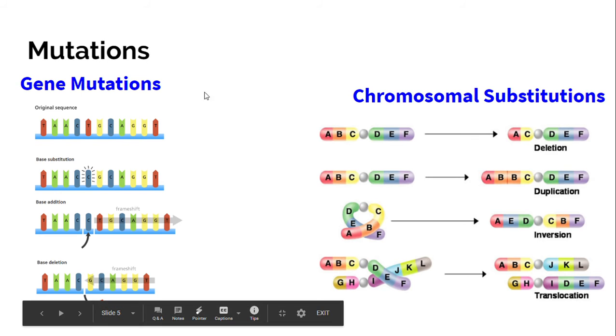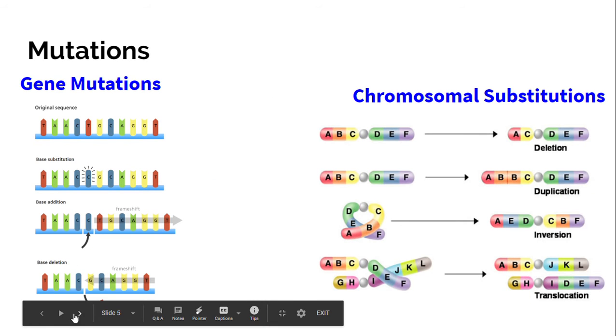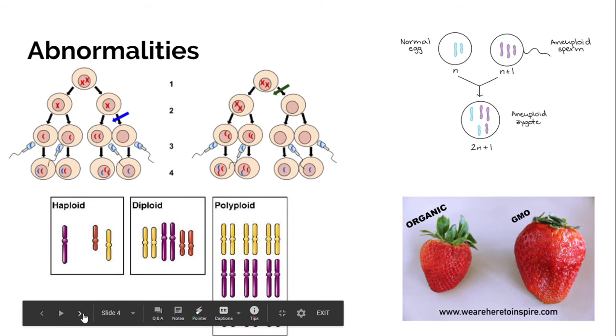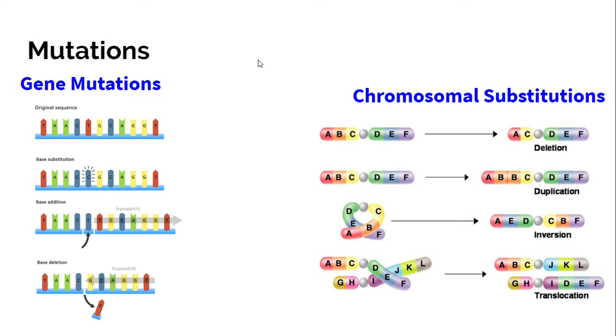So in addition to having abnormalities which deal with the whole chromosome being removed or deleted, or a whole set in the case of polyploidy, there are also mutations that occur in chromosomes that are just a change in the genetic material itself. There are 2 categories for mutations. There are gene mutations and there are chromosomal mutations.